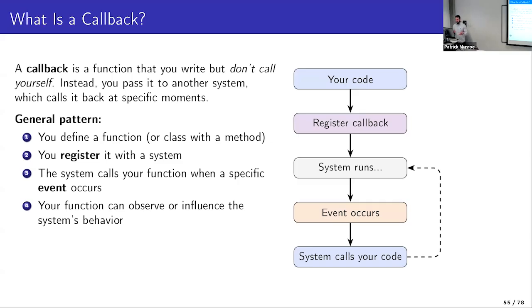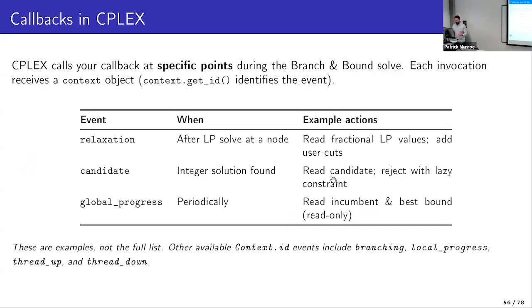That's in general how callbacks work in programming. But in the case of CPLEX, it's usually within the branch and bound. If you want to have some control over what's going on in the branch and bound, you can pass a callback function that you create, and then CPLEX calls it at different moments. So you have some events here. This is not an exhaustive list of the events. I mentioned below some other events, like when branching, local progress, things like that. But those are some important ones.